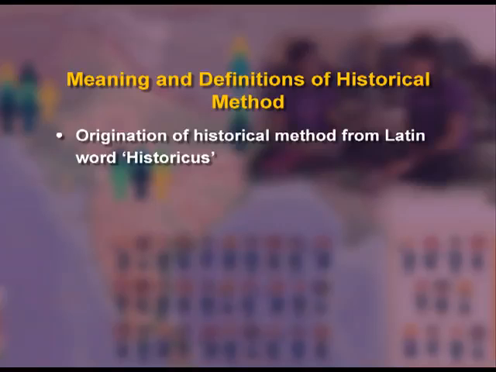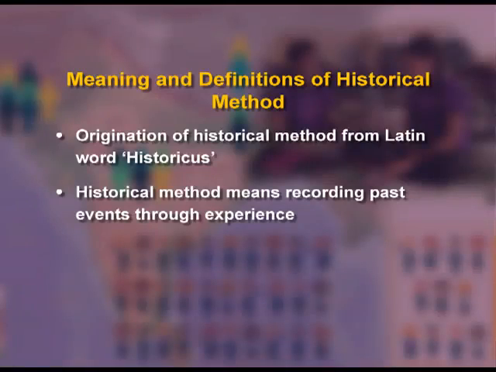Origin of historical method from the Latin word historicus. The word historical originated from the Latin word historicus, which means of or pertaining to history, conveying information from the past. Historical method means recording past events through experience. The study of history is the best strategy of past events.